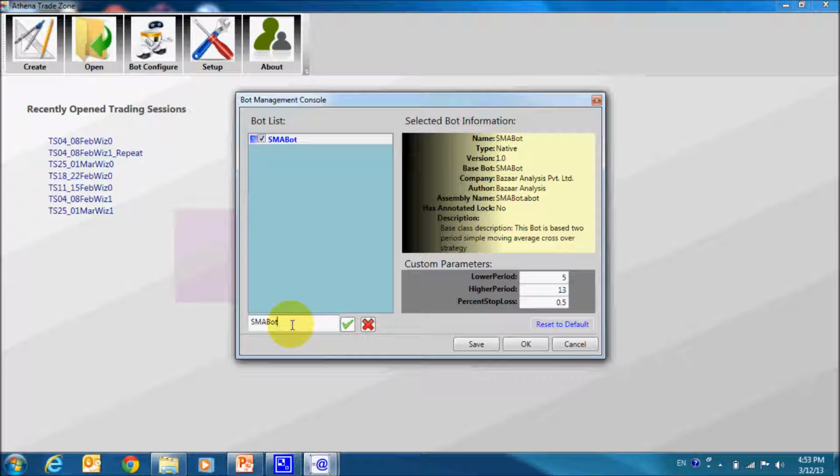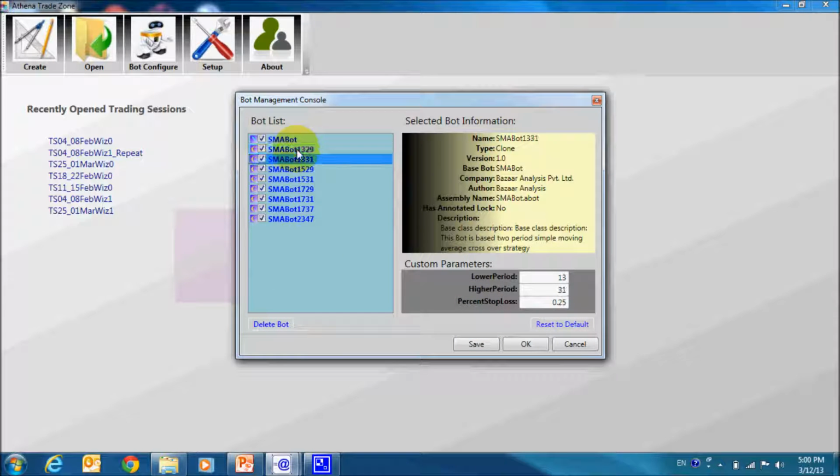I'm going to name this bot SMA 1329. It means it will follow 13 and 29 period moving average. I'm going to change this default stop loss from 0.5% to 0.25%. In this way, we can create as many clone bots as we want. Now we have 8 variations of bots. All are based on the same genre of strategy, that is moving average crossover.